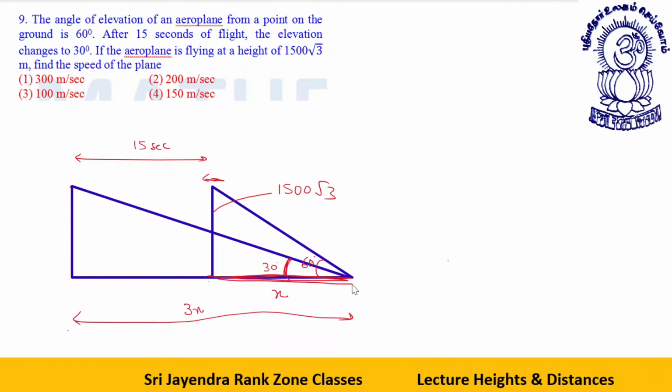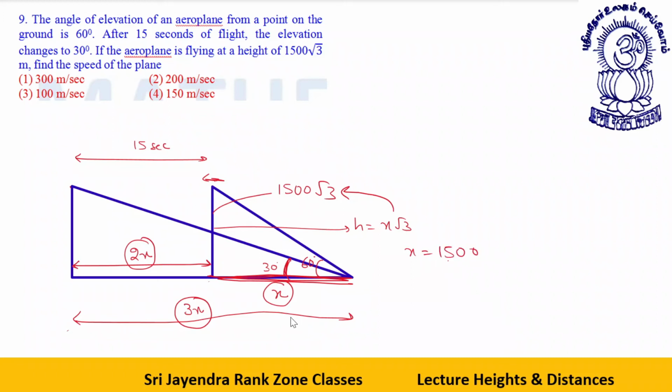Clear to you? This is x, this is 3x. This will become how much? This will become 2x. Is this clear to all of you? Now this is 2x, this is x, and this is 3x. Now this is h. This h is x root 3. This x root 3 is 1500 root 3, so x is equal to 1500. This portion will be 2x, that is, this portion will become 3000. Now let's talk about the speed of the plane.